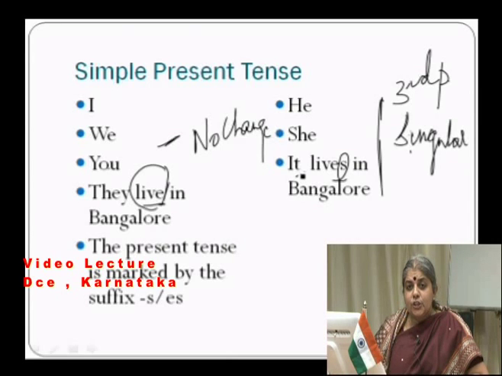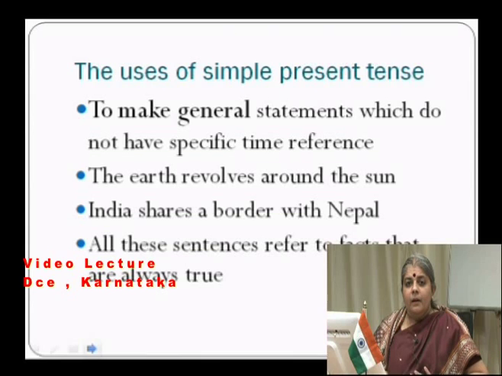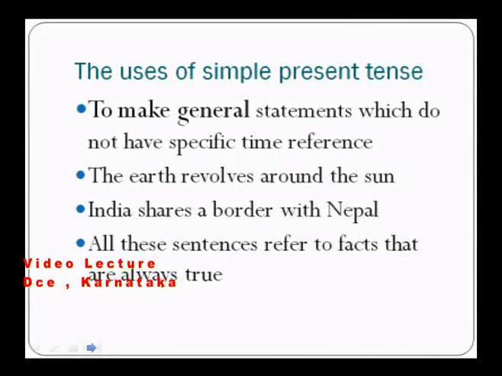When does the change happen? Only in simple present tense. In the third person singular, the verb takes an S or an ES form. Now look at your monitors. In the present tense, it is marked by the suffix. What is the suffix? S or ES. Having understood this, we shall look into the uses of simple present tense.